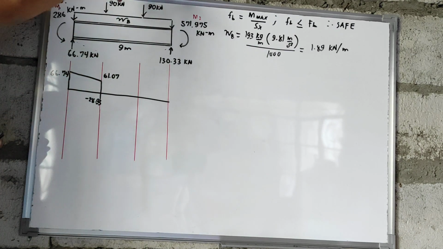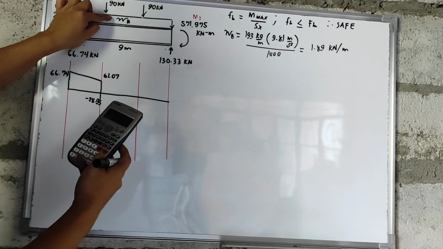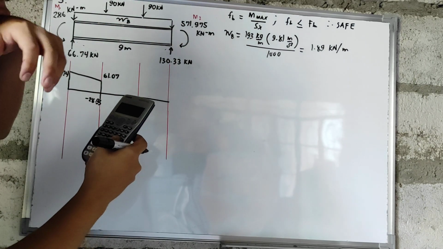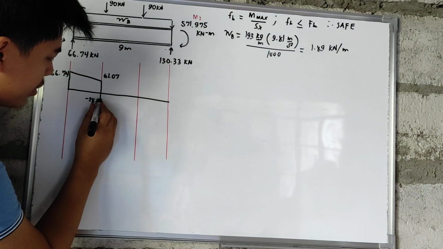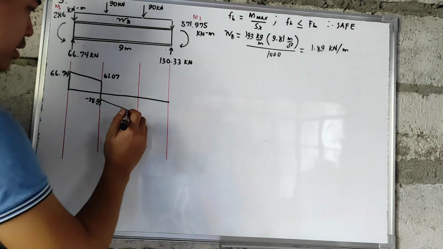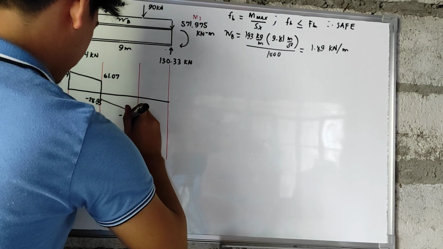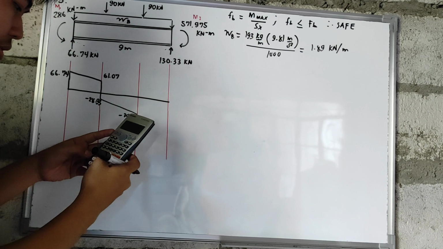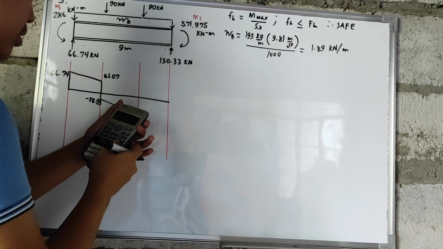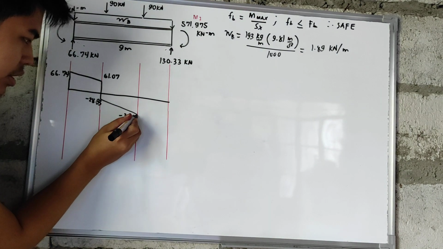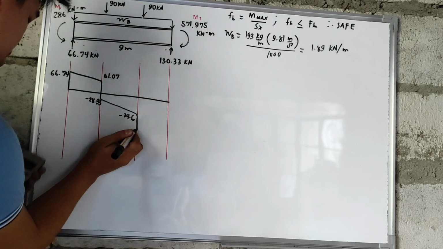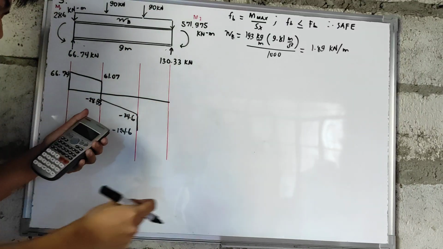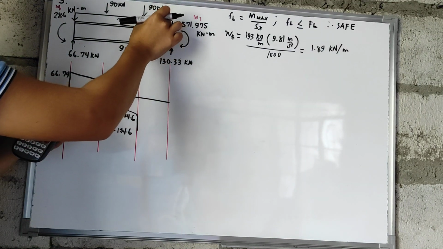Since meron tayong uniform pababa, minus pa rin. That will become 1.89 multiplied by 3 pa rin. So, negative 34.6. So, since meron pa rin 90, bababa pa rin, minus 90. Hanggang 124, negative 124.6. So, meron pa rin na uniform load.